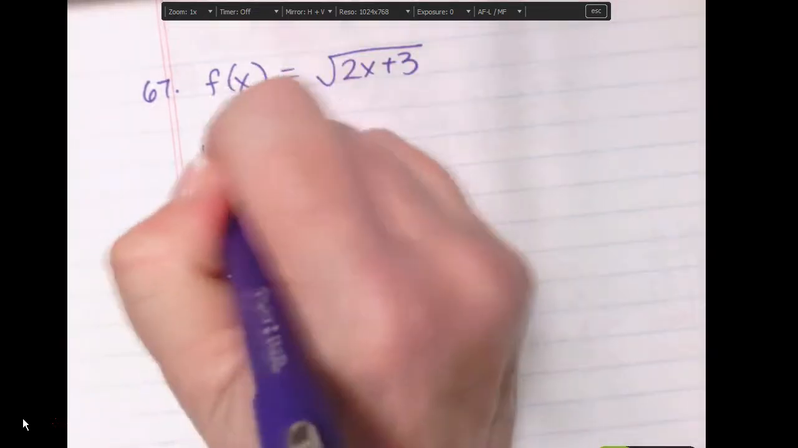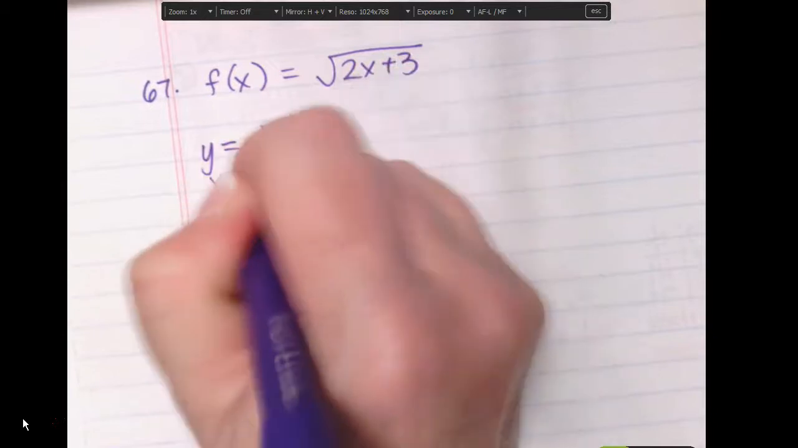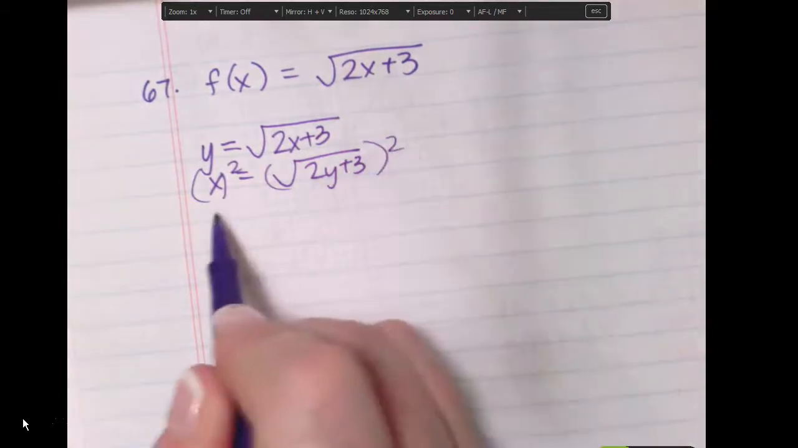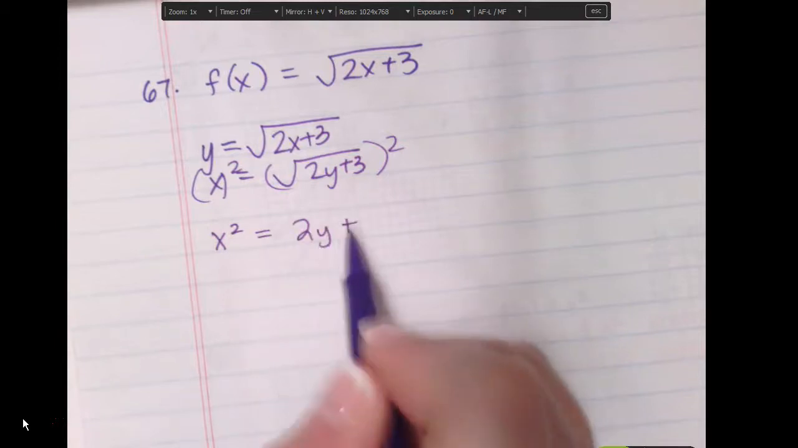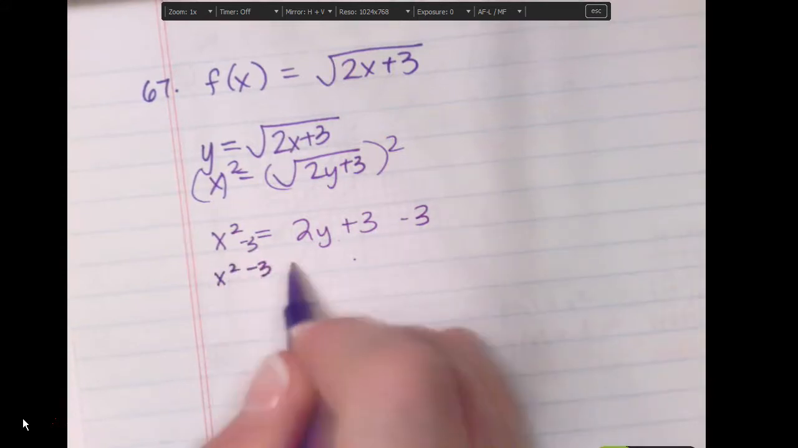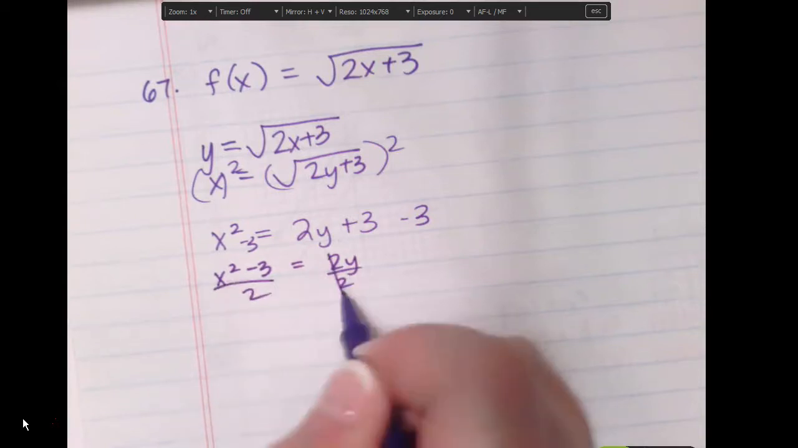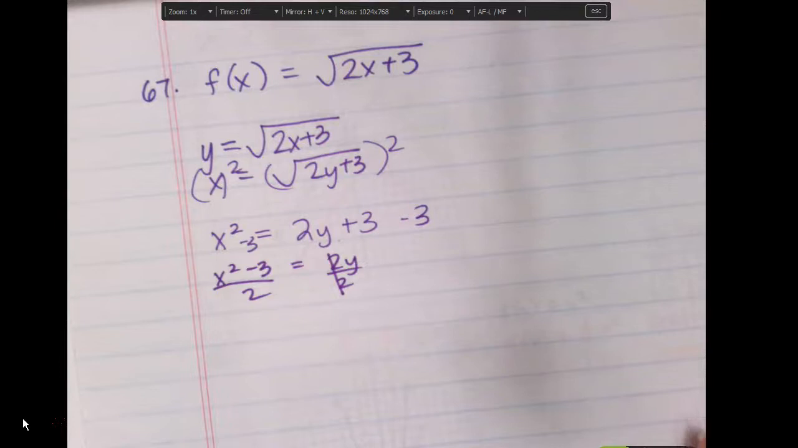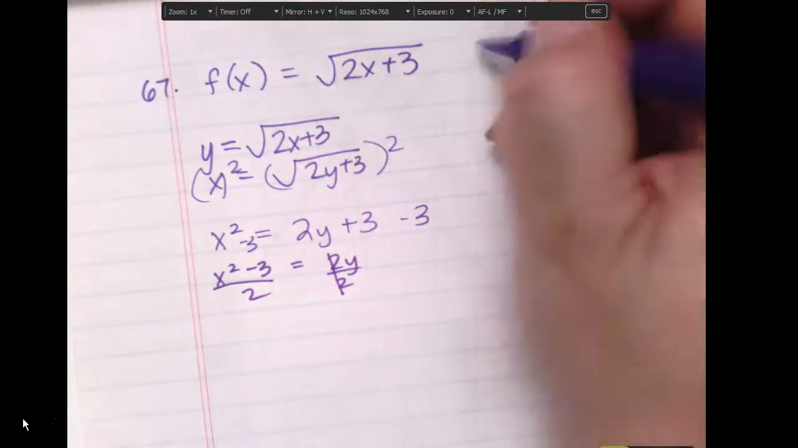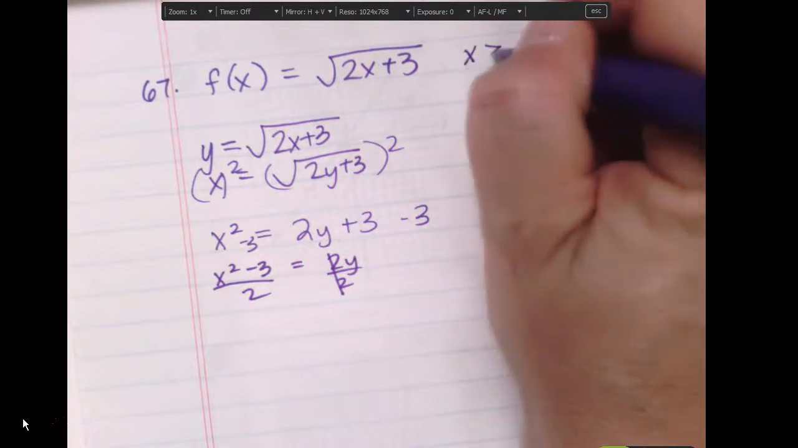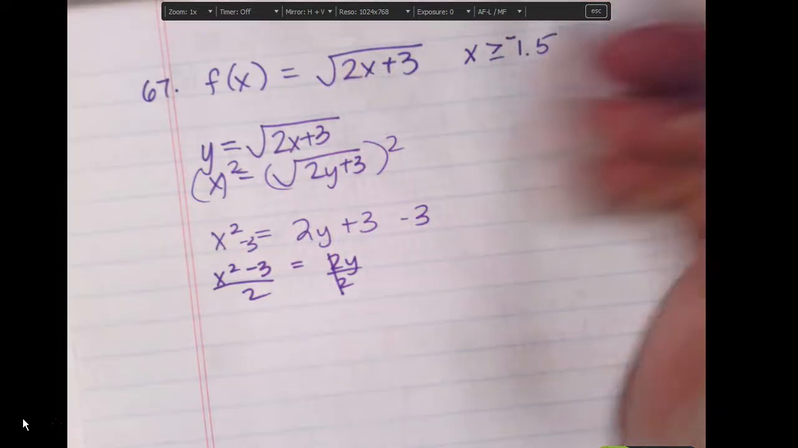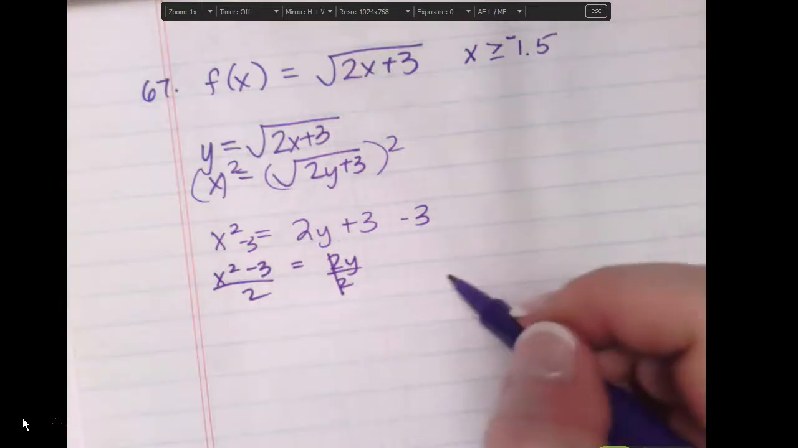So let's go ahead and see if we can find an inverse. x equals square root of 2y plus 3. So this time I'm going to square both sides. So x squared equals 2y plus 3. Subtract 3, subtract 3. x squared minus 3 equals 2y, divide by 2, divide by 2. Okay, so there is the inverse. I was able to find it, so it must be one-to-one. I do have a restriction on my domain for this one, so x has to be greater than or equal to negative 1.5. Sorry, 2 times negative 1.5 plus 3 equals 0. So we have to give that same restriction on everything.